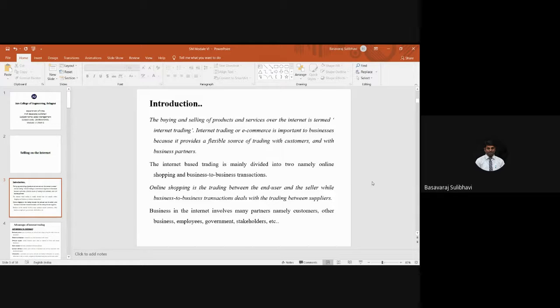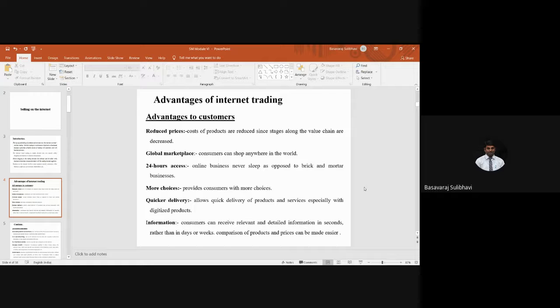So business on the internet involves many partners, namely the customers, the other business people, what we also call suppliers, and the employees involved, the government or stakeholders, which is going to be governed by some authorities for taking permission and looking into some grievances of the customers with respect to the internet sources that organizations or salesmen use in reaching the customers and having the transactions. Right? So basically, there are a few advantages of internet trading.